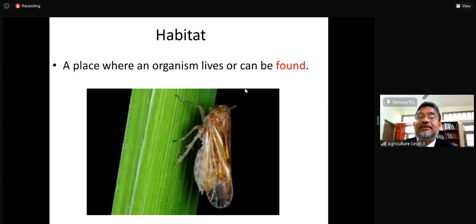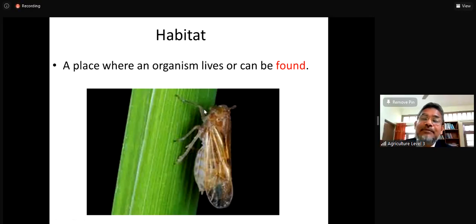Habitat is a place where an organism lives or is found. So we would like to... What is the name of this insect? It is called brown plant hopper. Oh, thank you, sir. Brown plant hopper. This brown plant hopper lives in the rice field, and the rice is the habitat.